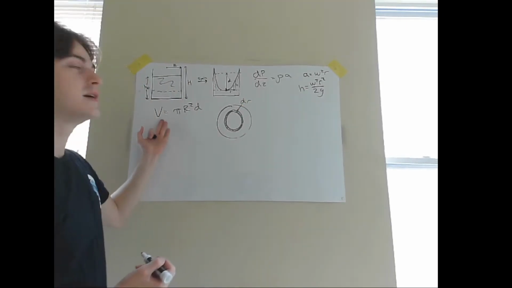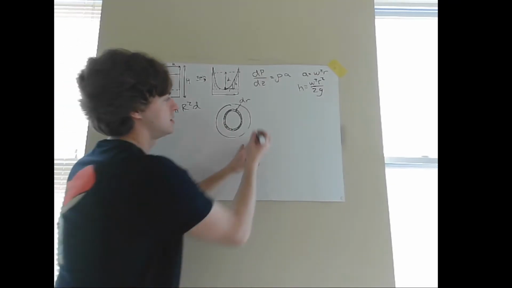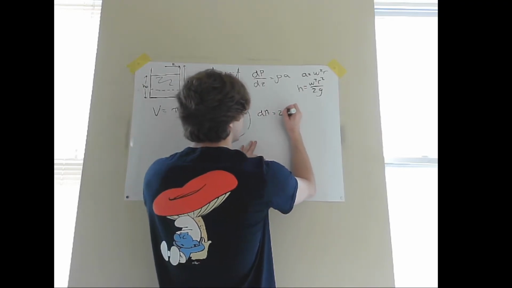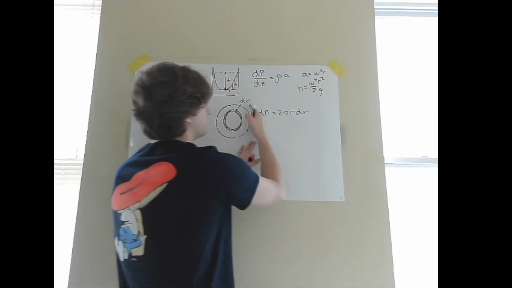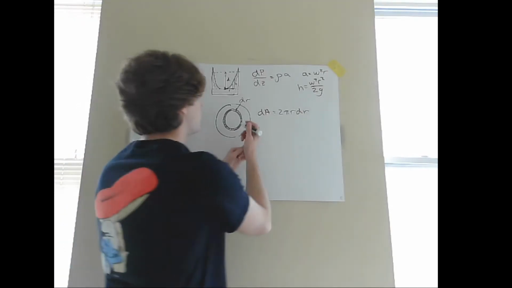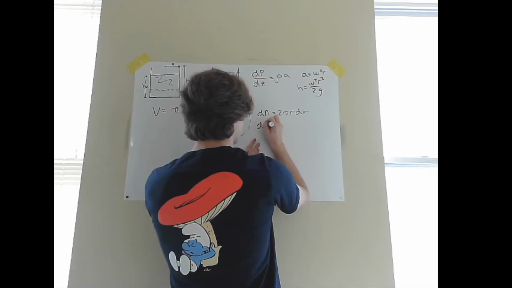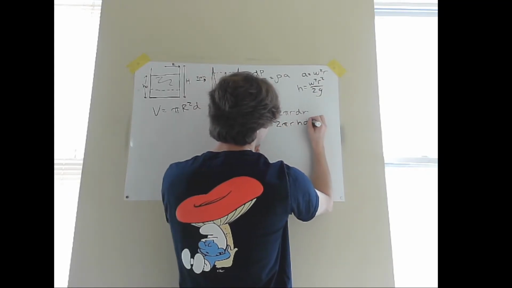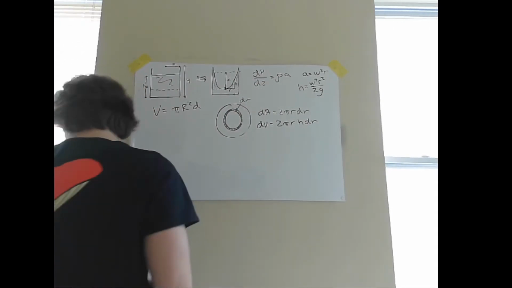And the same way we did this, we need the area times the height. And so for this, the differential area is just going to be the circumference, which is 2 pi r, times our width, dr. And then to get the volume, we just have to multiply by height. And so we actually have height in this case, and it is h. So dv equals 2 pi r h dr. And so now we can set these two equations equal to each other.